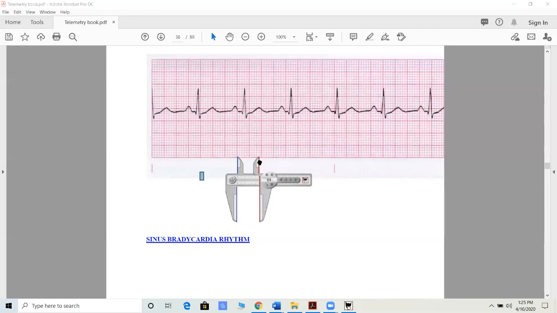What do we have? We have almost two large boxes, right? So two large boxes would give us what? 0.40, right? But we don't have 10, we have 9 small boxes, and 9 times 0.04 is 36, and everybody, I think, answered between 36 and 38.